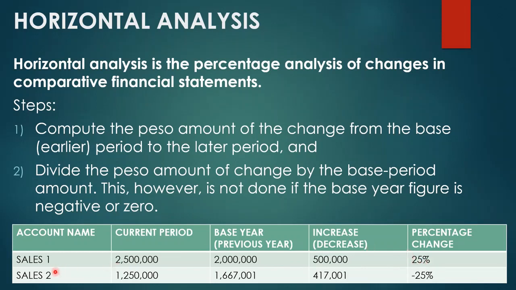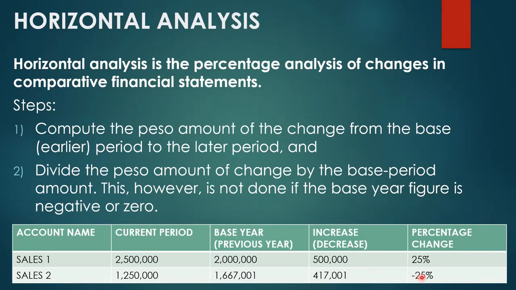Now, in this sales 2, let's say the current period sales is 1,250,000. In the base year, the previous year, the sale is 1,667,000. There was a decrease, shown in parentheses. So, there was a decrease of 470,000. So, what we will do is negative 470,000 divided by 1,667,000. The result is approximately negative 25%.